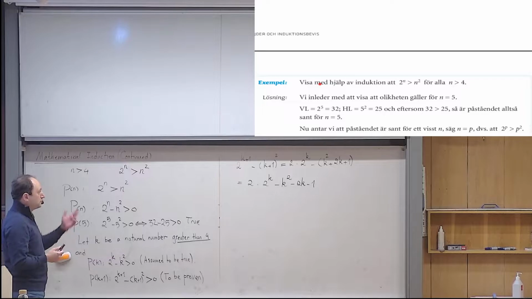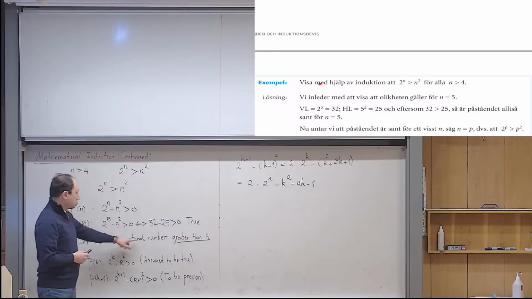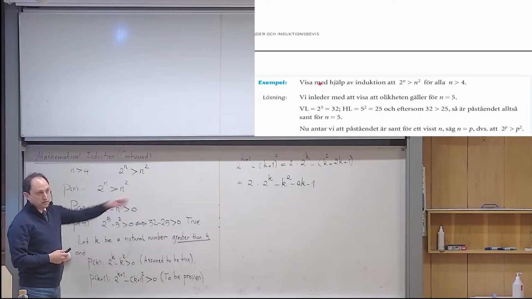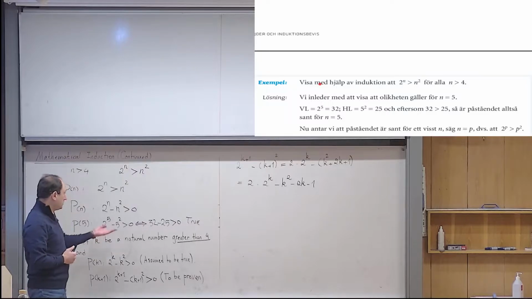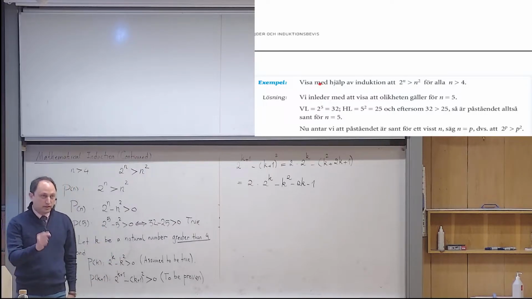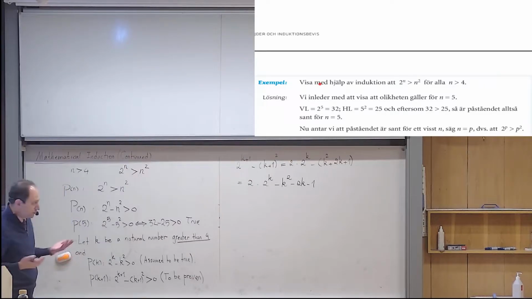So I don't know, you have to convince yourself that if k is a natural number greater than 4, this is positive. If we also have this, of course. There is no very standard way to do that. You have to think a little bit. If the problem is hard, then of course it might be harder to find the idea.